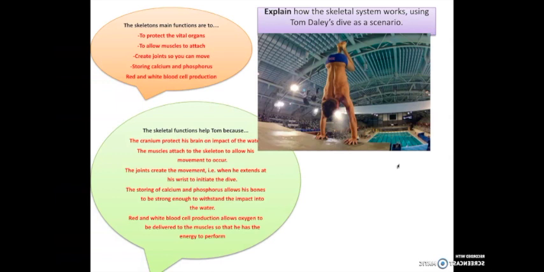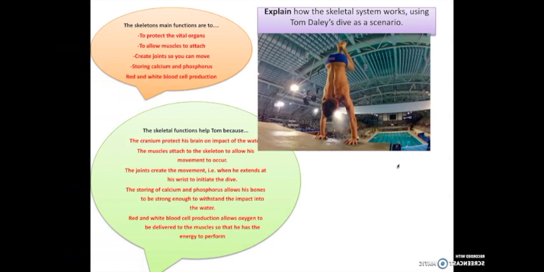We know that calcium and phosphorus are important in the bones to keep them healthy and strong. Obviously, if he's hitting the water, he needs to have strong bones. He also needs strong bones to be able to support his weight and do a handstand at the start. So that's another important function of the skeletal system for Tom Daley to do a dive.